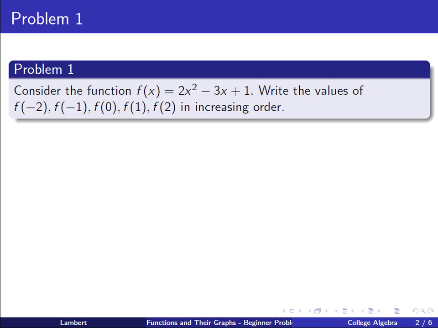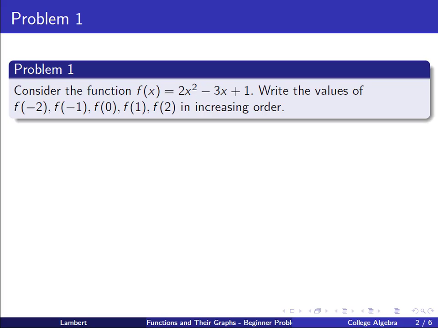Consider the function f of x equals 2x squared minus 3x plus 1. And we want to write the values f of negative 2, f of negative 1, f of 0, f of 1, and f of 2 in increasing order. In order to do that, we're going to need to evaluate the function at those values negative 2, negative 1, 0, 1, and 2 for x. We plug those in for the x.